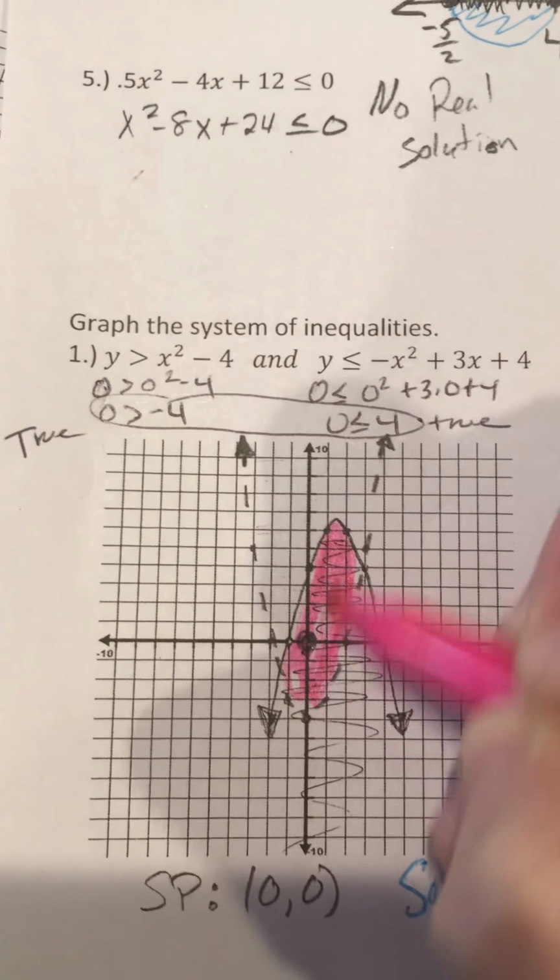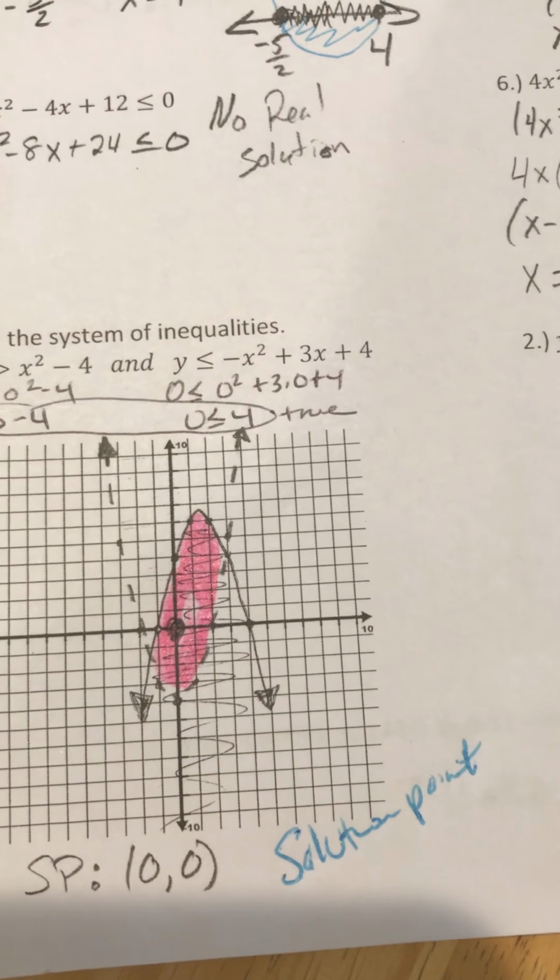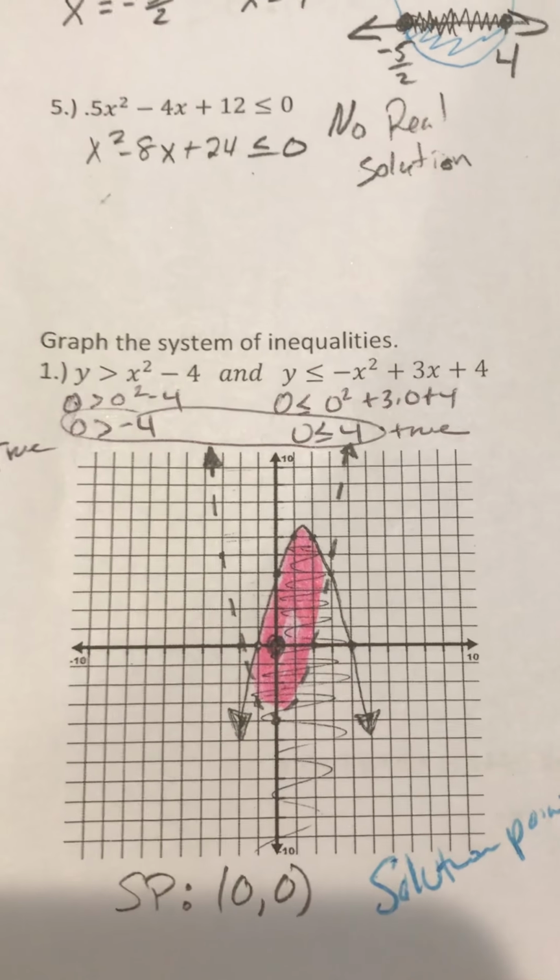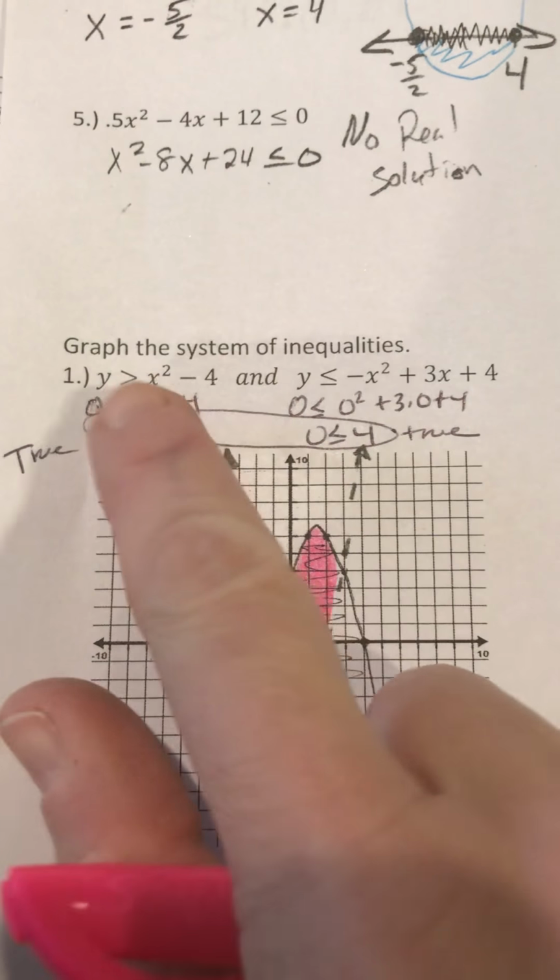So that's how you go about graphing a system. You graph both of them and you're looking for the overlap. But that point, whatever that solution point is, should work in both.